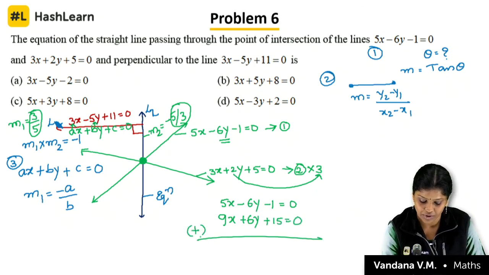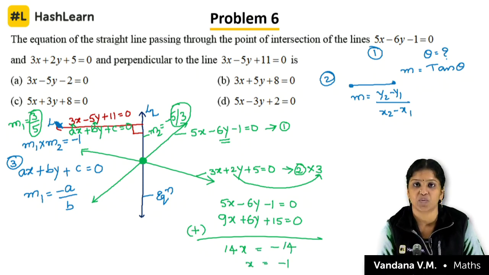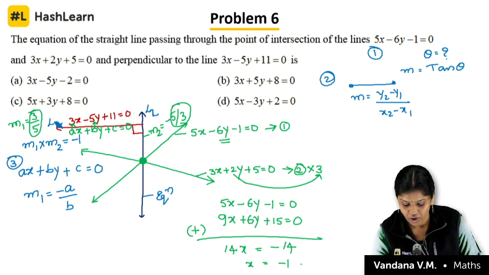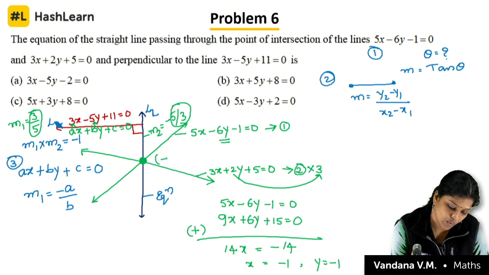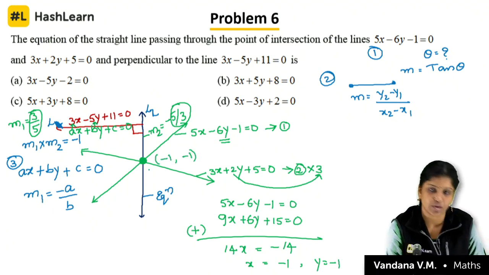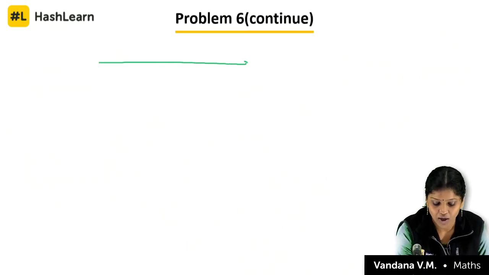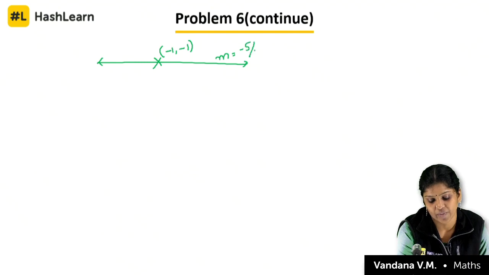If you add this, 14x is equal to minus 14, x is equal to minus 1. If you substitute in equation 1 or 2, you will get the y value as minus 1. So, now I know the line is passing through the point also. So, it is very evident that I want a line equation where it is passing through minus 1 comma minus 1 and its slope is minus 5 by 3.